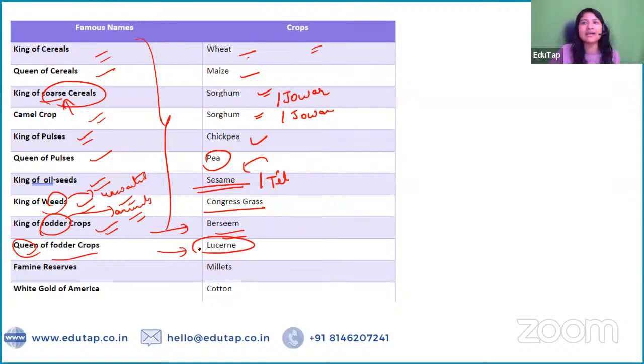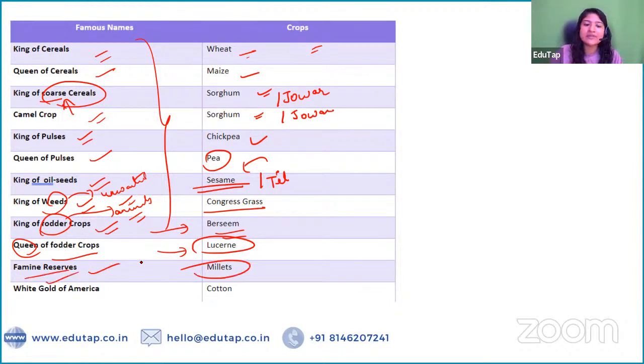ठीक है, these are all grasses only. ठीक है, not just grasses because then again it comes in technicality. ठीक है, आपकी जो grasses होती हैं that is in your poaceae family and then these are part of your leguminosae family, तो उस सब चीजों में नहीं जाते हैं, बस नॉर्मल समझ लो जो क्रॉप्स है, फॉडर क्रॉप्स है. बरसीम जो है वो किंग है आपका, और जो क्वीन है वो कौन सी है, ल्यूसरेन है. ठीक है, फेमाइन रिजर्व है आपके मिलेट्स.